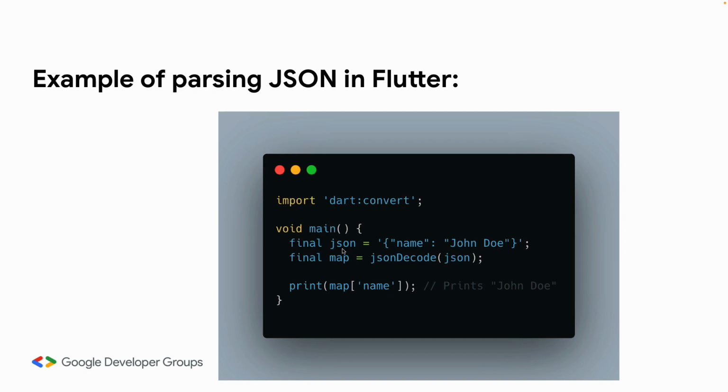If you look inside our main function, the value assigned to the JSON is a string. In the next line, we are using the JSON decode to convert it into a map. And then in the last line, we are printing out the name field inside this map.